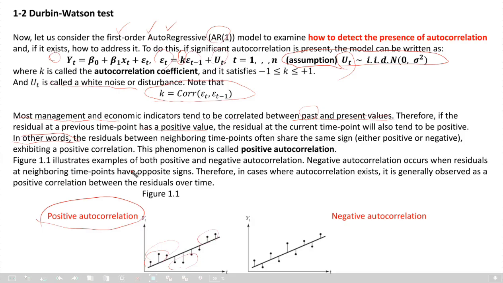But negative autocorrelation occurs when residuals at neighboring time points have opposite signs. Therefore, in cases where autocorrelation exists, it is generally observed as a positive correlation between residuals over time. So many autocorrelation data sets are like this, positive autocorrelation.